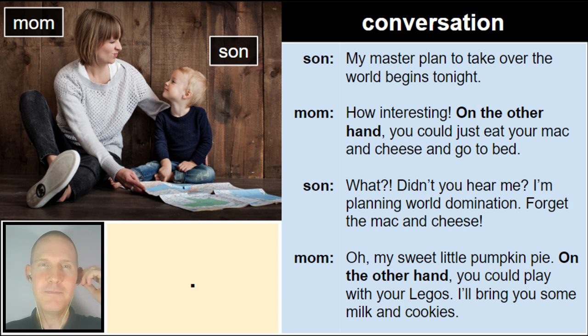at regular speed. Okay, so the mom and son are having a nice little conversation, and the son starts by saying, "My master plan to take over the world begins tonight." Mom, "Oh, how interesting. On the other hand, you could just eat your mac and cheese and go to bed." Son, "What? Didn't you hear me? I'm planning world domination. Forget the mac and cheese." Mom, "Oh, my sweet little pumpkin pie. On the other hand, you could play with your Legos. I'll bring you some milk and cookies."